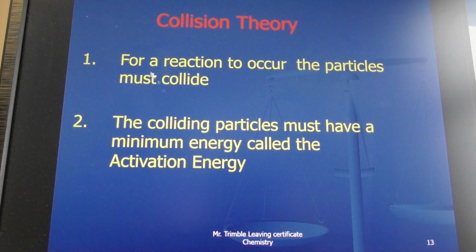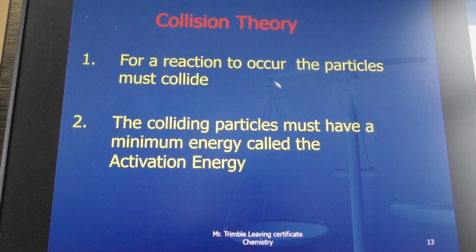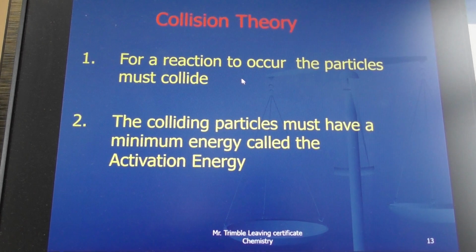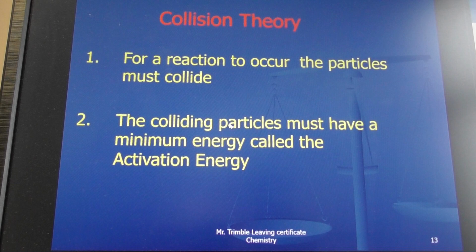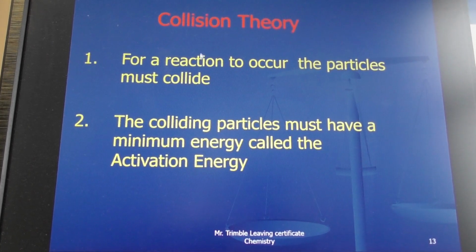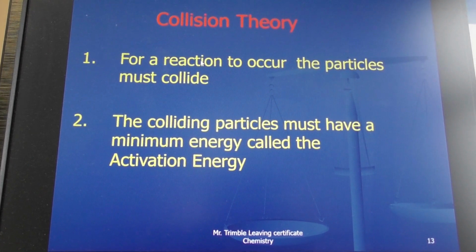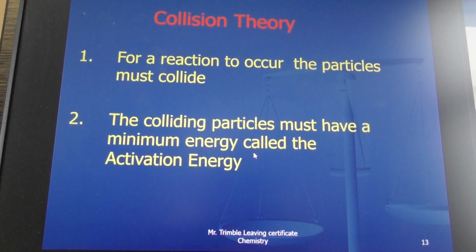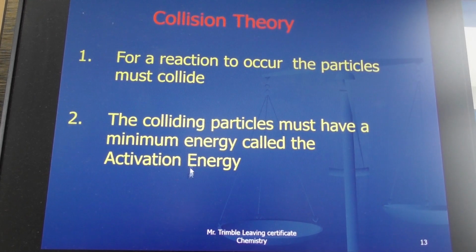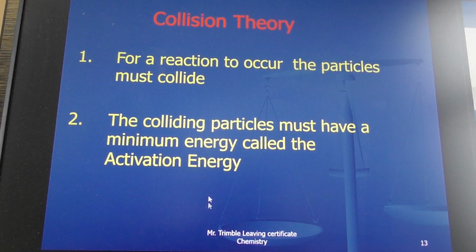The collision theory then: for a reaction to occur, we've said this a few times now as well, particles must collide, and particles must collide with the minimum amount of energy called the activation energy. So again, if you want to make an omelette and eggs are rolling around in a bowl, they have to collide with each other with sufficient energy such that the eggs crack. That sufficient energy to cause the eggs to crack would be equivalent to the activation energy.